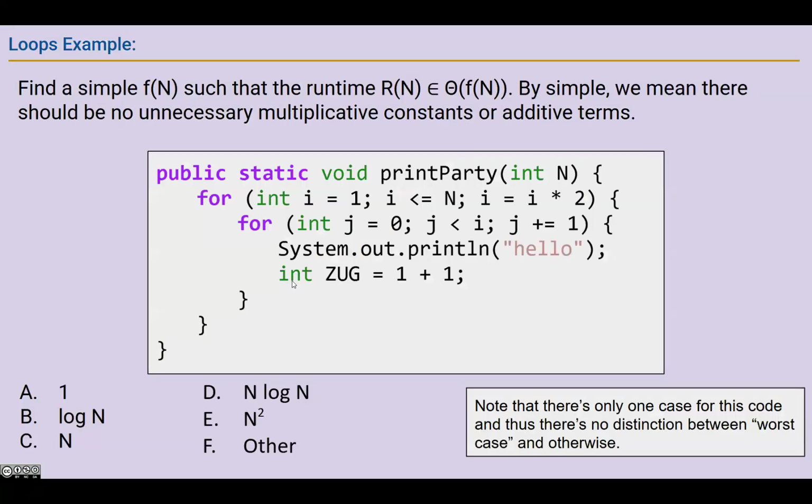So let's take a look at this one. Find a simple function f of n such that the runtime of this function is theta of f of n. So we should not have any multiplicative constants or added terms. We should have as simple a theta classification as possible. Let's take a few minutes to try and figure out what the runtime is, and feel free to discuss with your neighbor.